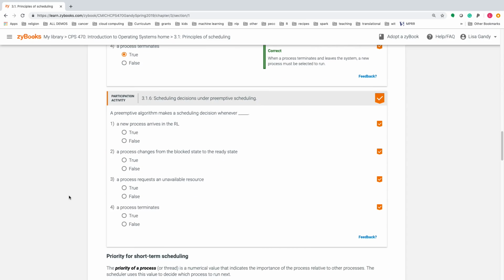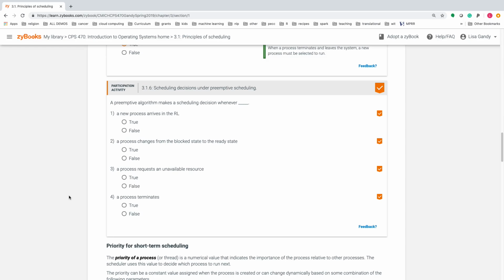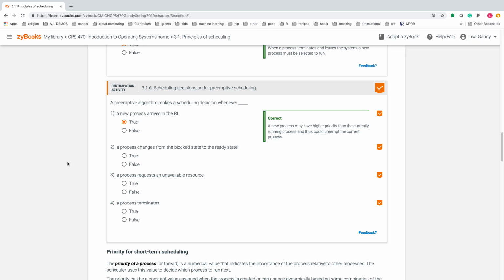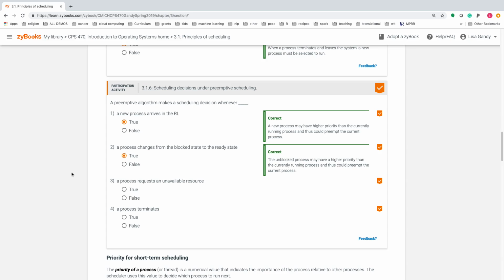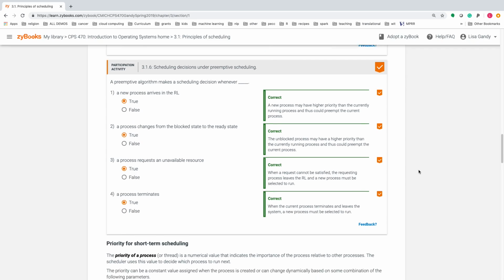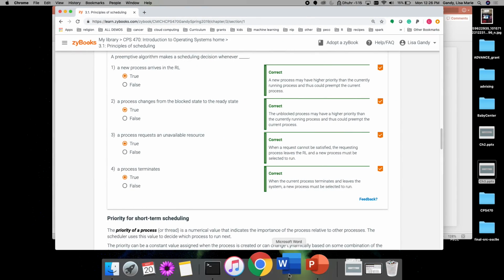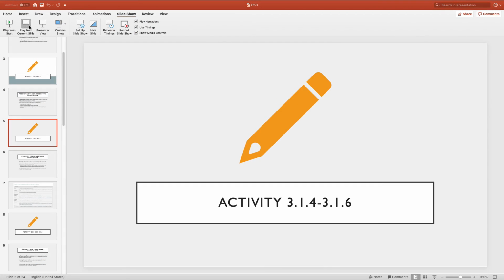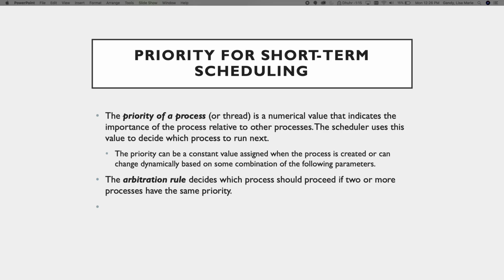Okay. Now on to preemptive. A preemptive algorithm makes a scheduling decision when a new process arrives. True. Yes, that's true. The preemptive algorithm is going to make a scheduling decision when a process changes from blocked to ready. A preemptive algorithm makes a scheduling decision when a process requests an unavailable resource. What's our consensus? True. Okay, good. And so let's read: when a request can't be satisfied, the requesting process leaves the ready list and a new process must be scheduled. So a preemptive algorithm makes a scheduling decision when a process terminates. True. Any questions? Pretty straightforward. Modern OSs use the preemptive. Yes.